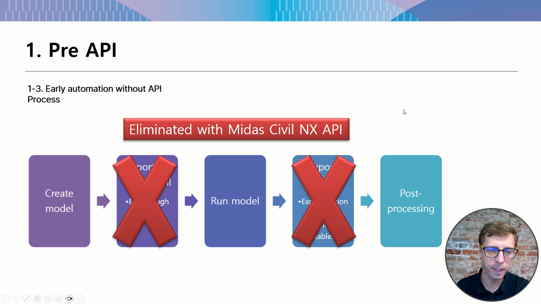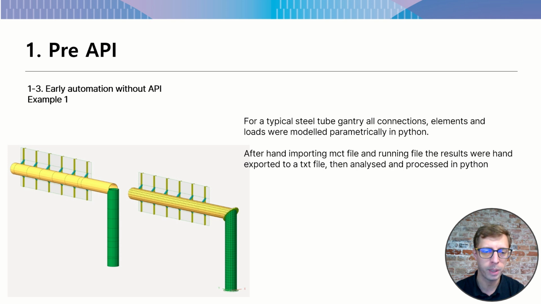Now with the MIDAS Civil API, you essentially can get rid of 2 of these points, where within the model creation you could also directly export the model without having to do anything by hand, and then after running the model you could import the results back into your post-processing. Later on I'll show an example of this whole process. One of the examples of pre-automation that I did was for gantry design, where we had a large amount of typical steel tube gantries, where this whole model was generated from just a couple of input parameters.